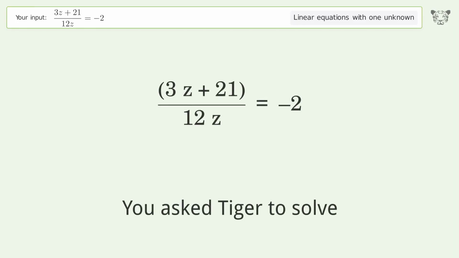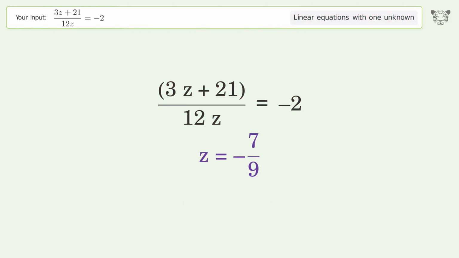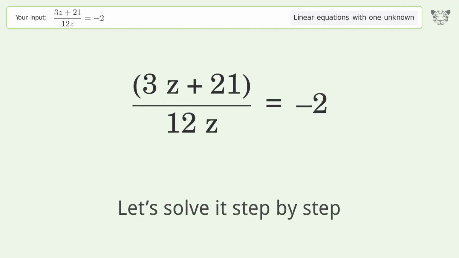You ask Tiger to solve. This deals with linear equations with one unknown. The final result is z equals -7/9. Let's solve it step by step.